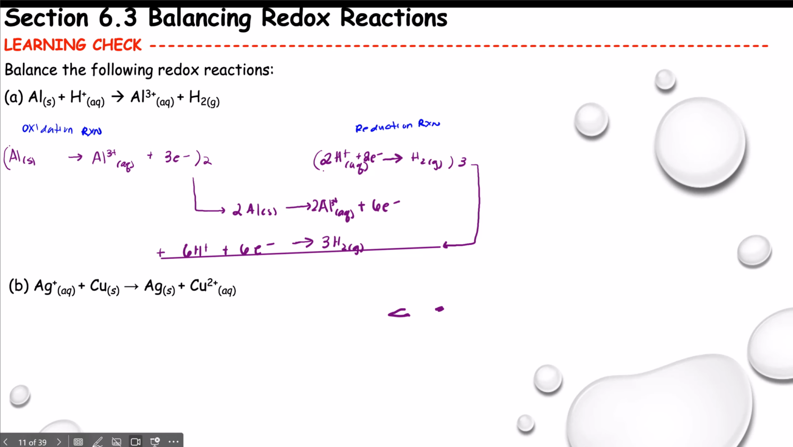If I were to add all of this up, you notice that electrons could cancel out and everything else just kind of falls down with it. So we have 2 aluminum solid plus, oh, don't forget the phases, 6 H plus forming into 2 aluminum 3 plus, and then plus 3 hydrogen gas. Whatever is left over just kind of falls down with it, okay?